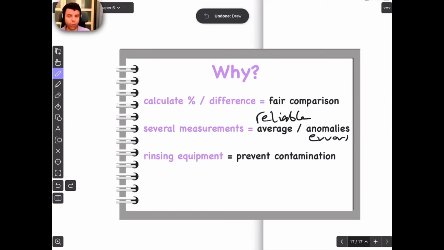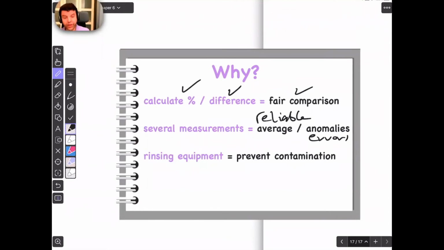If they ask you why we found a difference, or why we did a percentage difference, what would you tell them? We tell them for fair comparison. If they ask why we shouldn't be using different droppers or different syringes, what would you tell them? You tell them because that would prevent mixing solutions and that would prevent contamination, okay? So learn those questions very well, because they will be asked.